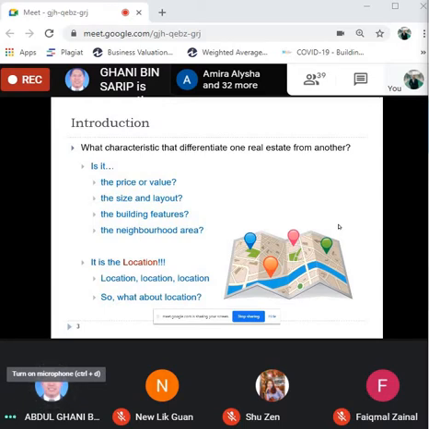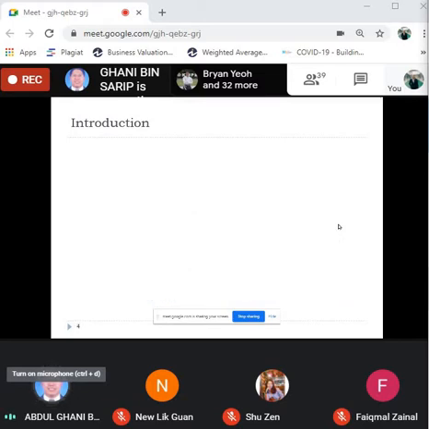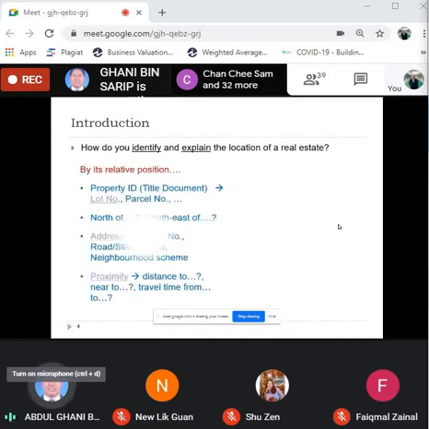So location can inform us not only about the position, but it also leads to other things associated with that particular location. So how do you identify and explain the location of real estate? Basically, there are two ways, but it's real position.